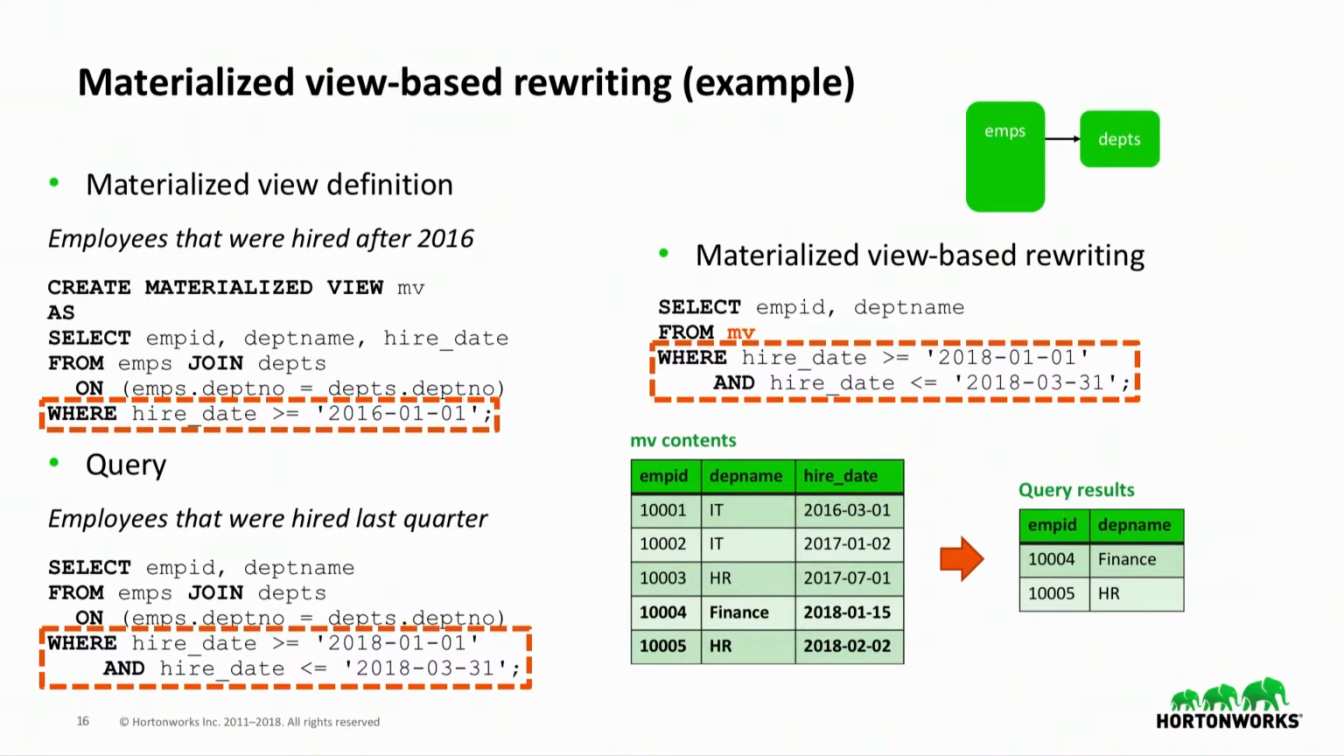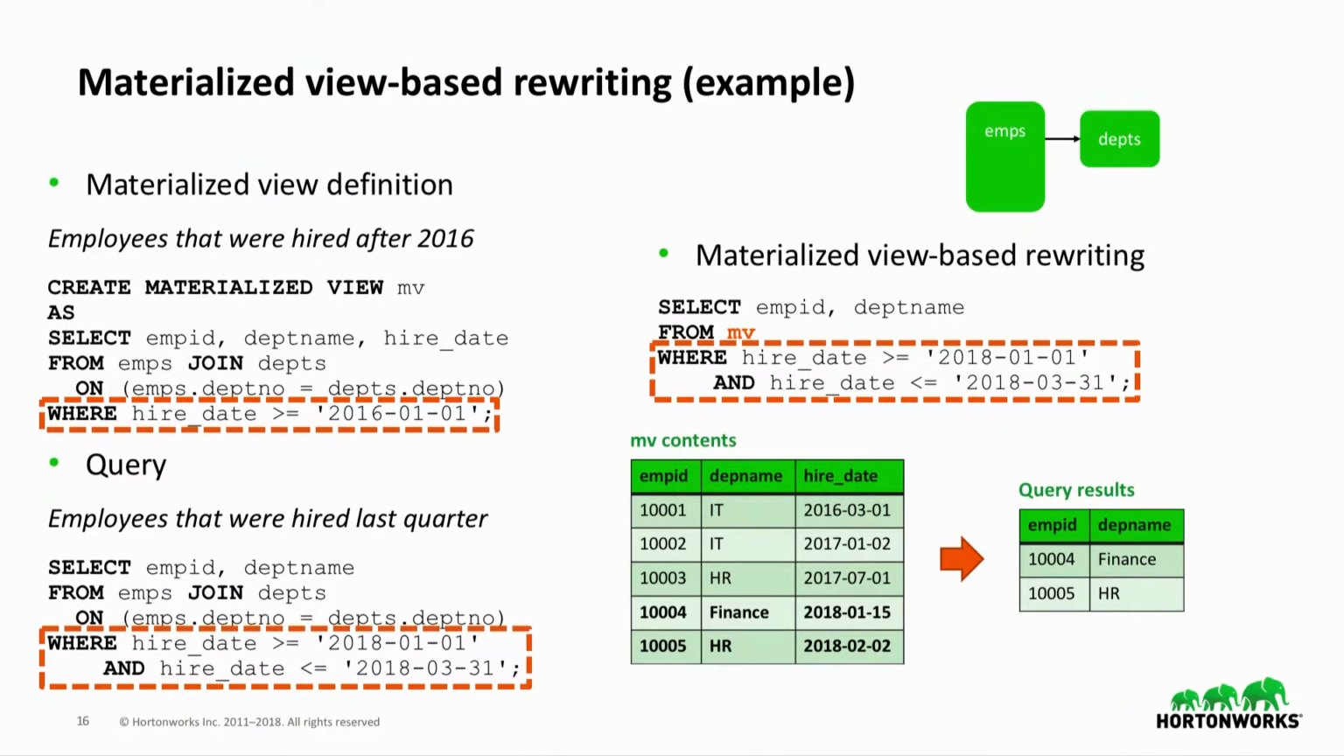So let me show you some examples. These are just to highlight some of the features of the rewriting itself. Let's start with a simple one. You have in your database two tables, employees and departments, and you have an application that is going to query details about employees that were hired after 2016. So you know that that's what you will be interested in.